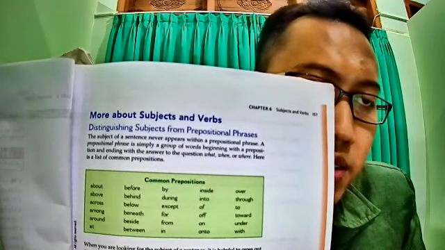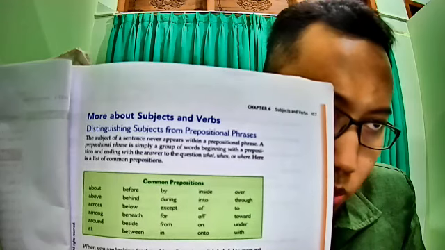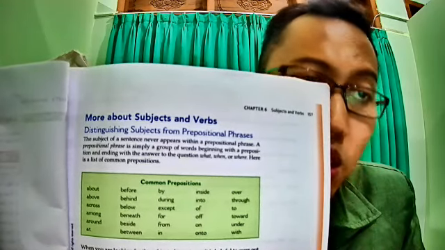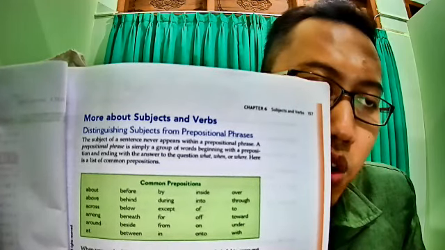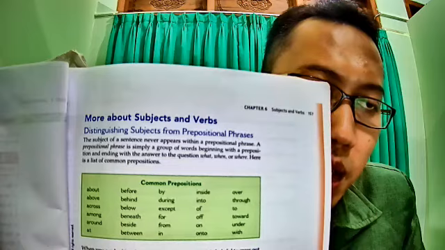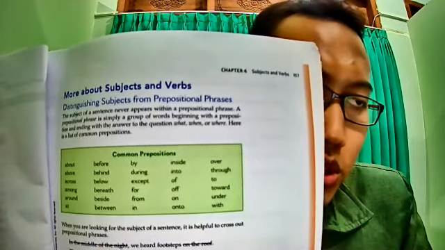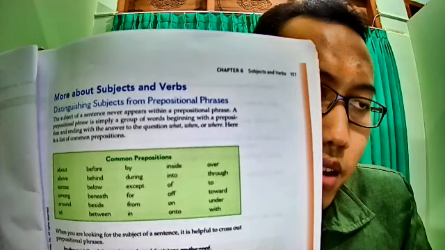Ya, a prepositional phrase is simply a group of words beginning with a preposition and ending with the answer to the questions what, when, or where. Frase preposisi adalah kumpulan kata yang sederhana yang diawali dengan preposisi, itu kata depan, dan berakhiran dengan sebuah jawaban pertanyaan apa, kapan, dan di mana.